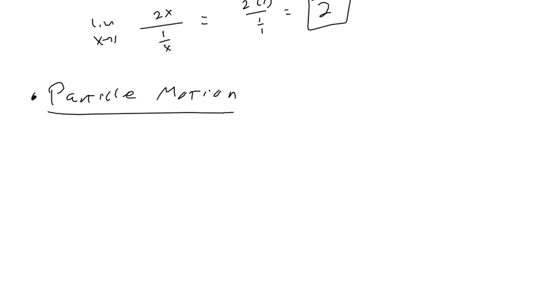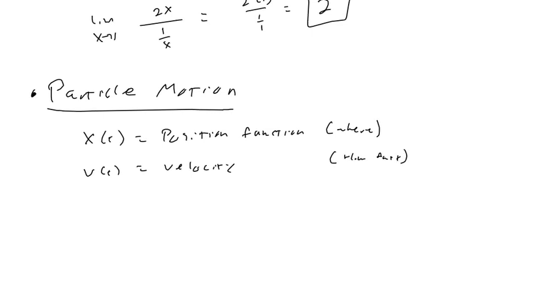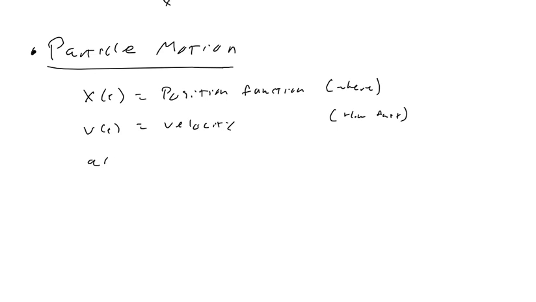So with particle motion, it involves three equations. There's x of t, which is the position function. This is the where. V of t, which is the velocity function, which is how fast, right, your speed. And then there's the acceleration function, acceleration, which is speeding up or slowing down.